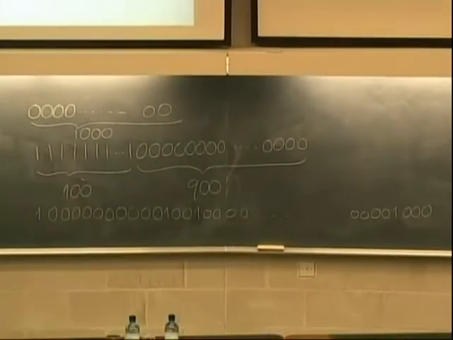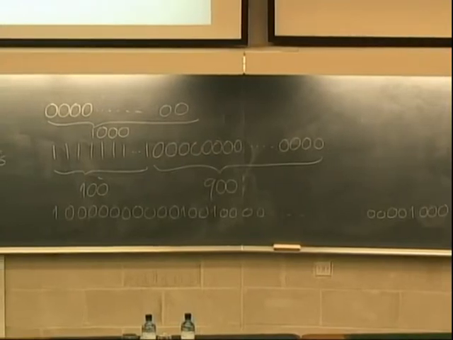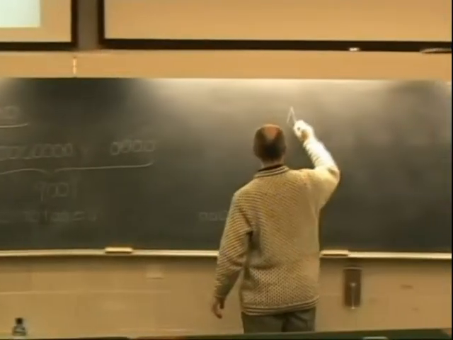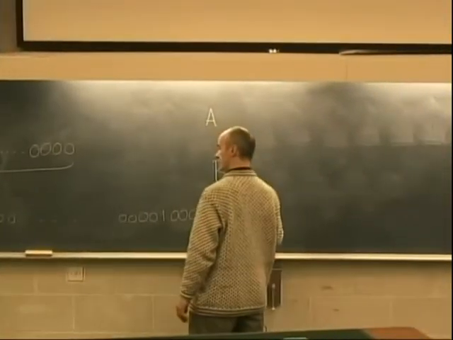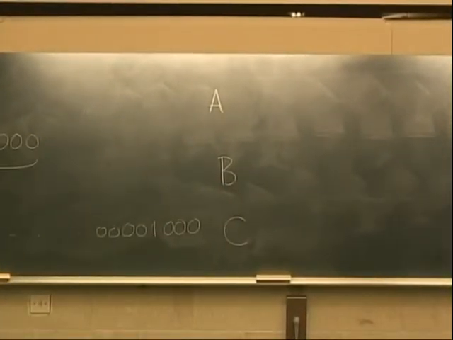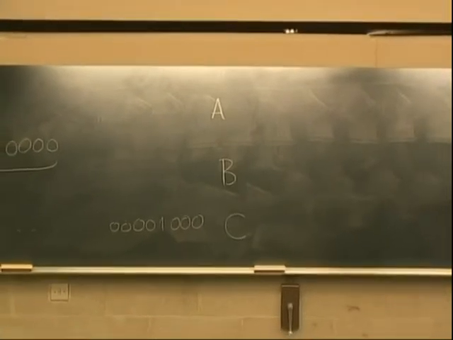Okay, good. Let's run the lottery now and see which of these tickets wins. So we've got a choice of 3. We could call this ticket A, this is B, and this is ticket C. So I've got a computer here, and computers are great at running lotteries.